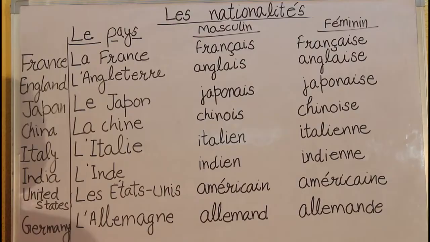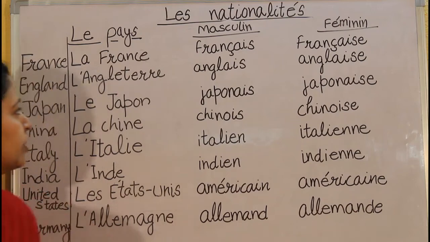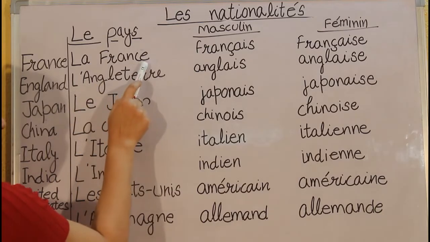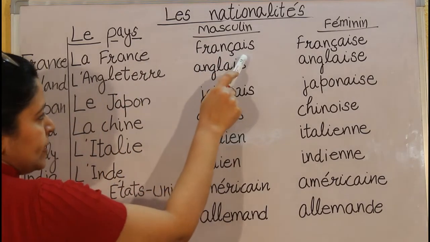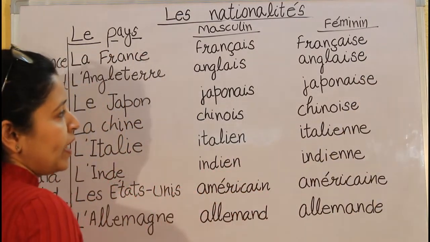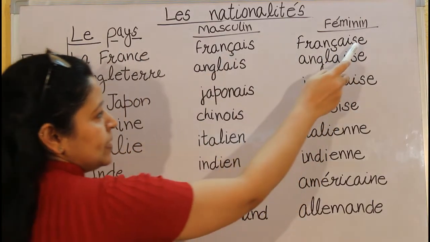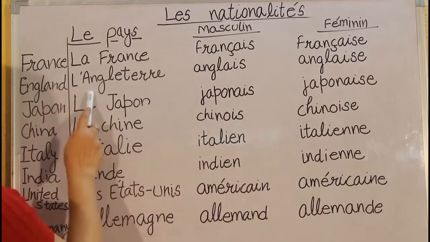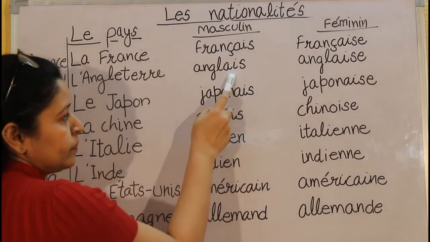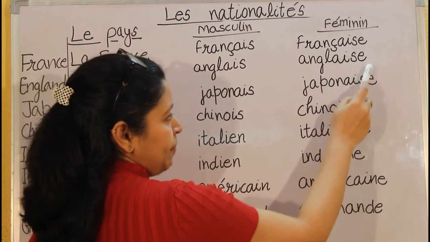Now take the first one. If a boy is living in France or a girl living in France, how will they be given their nationalities? The person who is living in France and is masculine will be called français. Now if you notice, we have just added E in its feminine form and made it française. Now the second one, l'Angleterre. The boy who is living in England will be called anglais. And again we have added E here, anglaise for the feminine one.